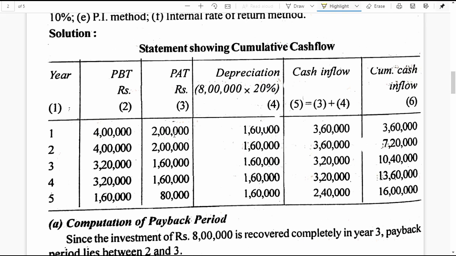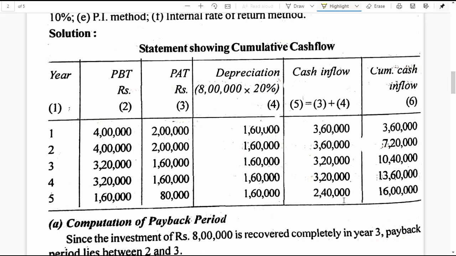inflow. Now for first year, 2 lakh rupees plus 1,60,000 gives us 3,60,000 cash inflow. Second year, 2 lakhs plus 1,60,000 gives us 3,60,000 of cash inflow. Third year, the similar calculation is done. We get 3,20,000. For fourth year, if you do the same calculation, you get 3,20,000. For fifth year, we get the cash inflow of the project as 2,50,000.